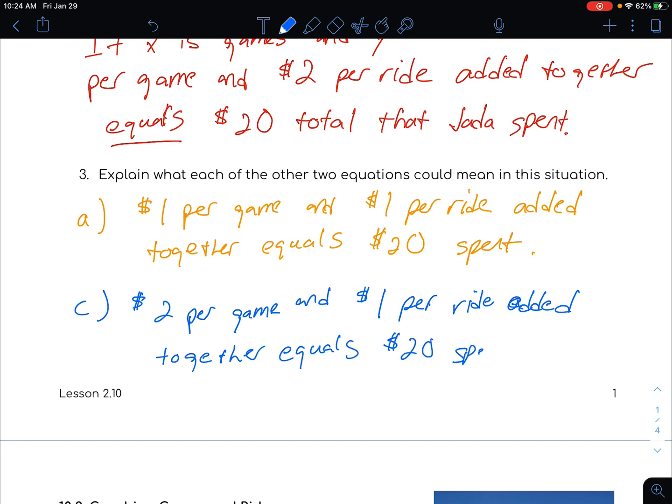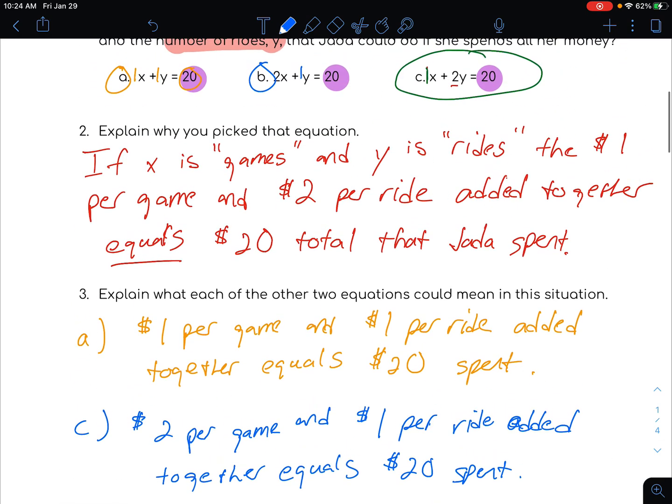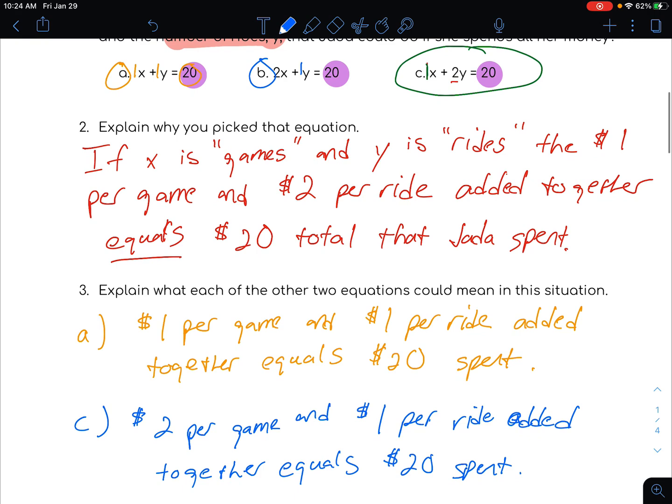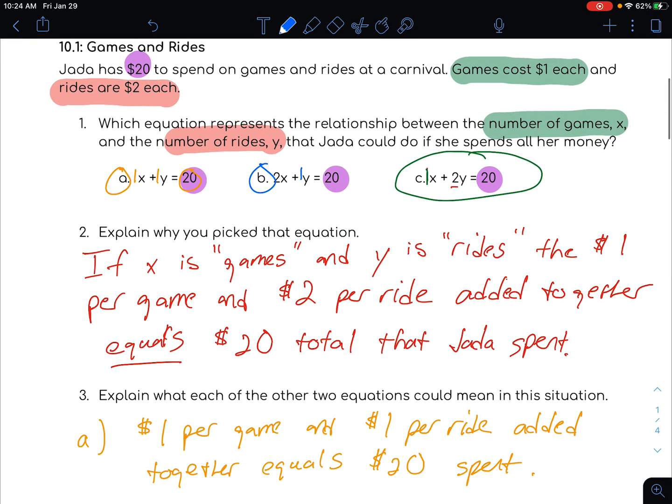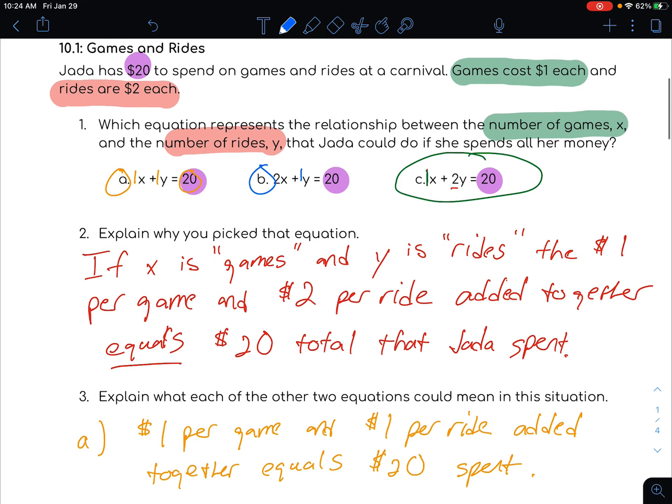So both of those other equations could very well have represented this situation with some slight modifications in the amount that the games cost and the amount that the rides cost. But the one that represented the situation as described up in number 1 was that part C equation.